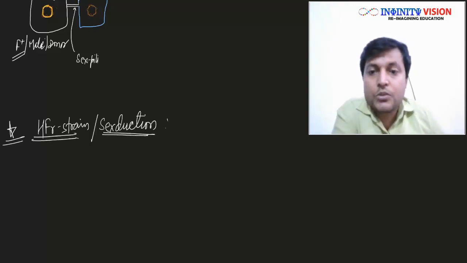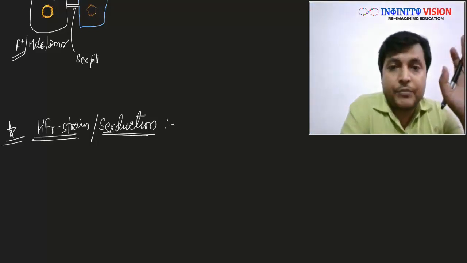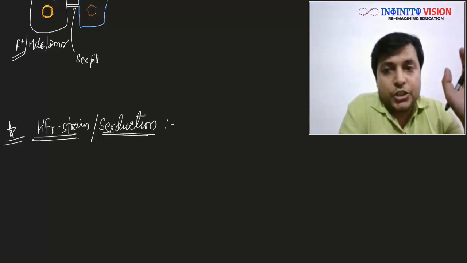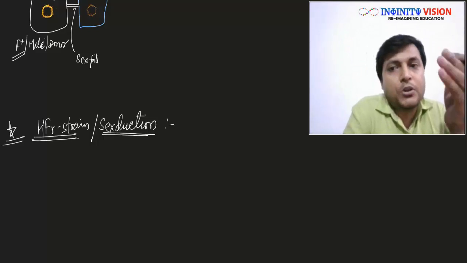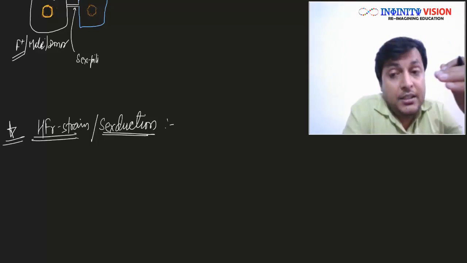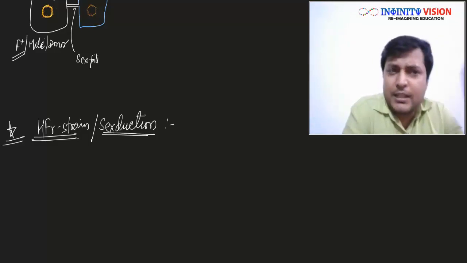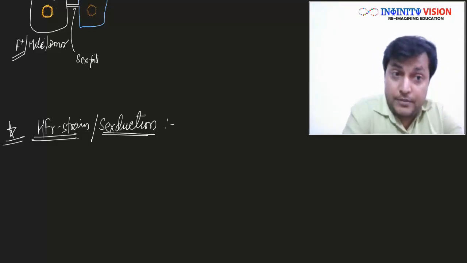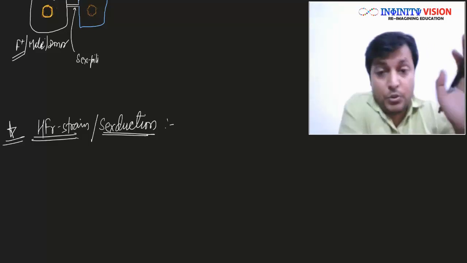So what is it? This is a special case. Let me tell you, it is a special case, HFR strain or sexduction. Now, as the name suggests, sexduction, sex comes from the involvement of sex pili, that is conjugation, and duction because mechanism wise it is similar to transduction. So it is something like transduction, but it occurs during conjugation. Confusing? Let me clear it out, what it is actually.